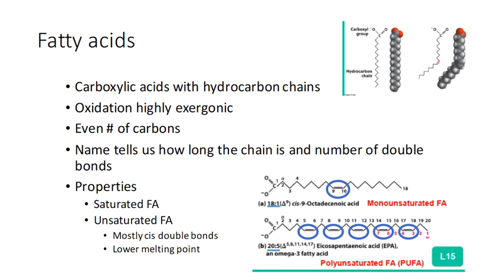Fatty acids are carboxylic acids with hydrocarbon tails. Their oxidation is highly exergonic, and as a result, a lot of energy is released. Our bodies produce even number chains, and their nomenclature indicates both the length of the chain and the number of double bonds.